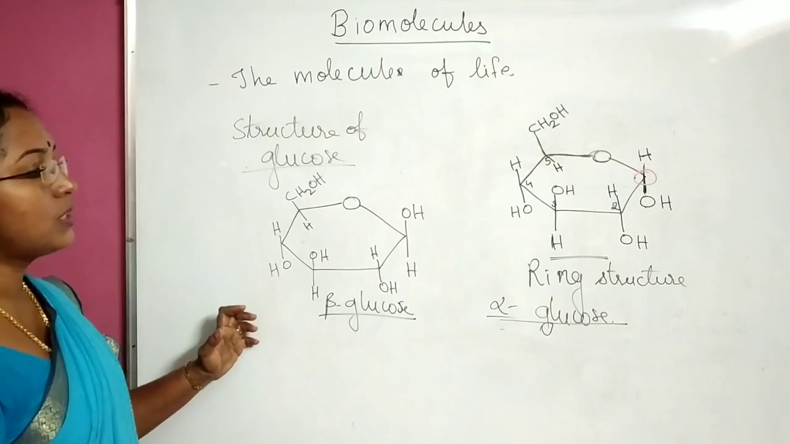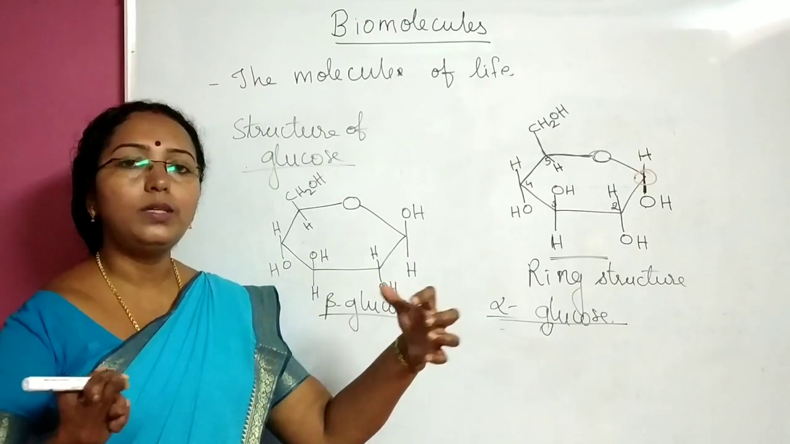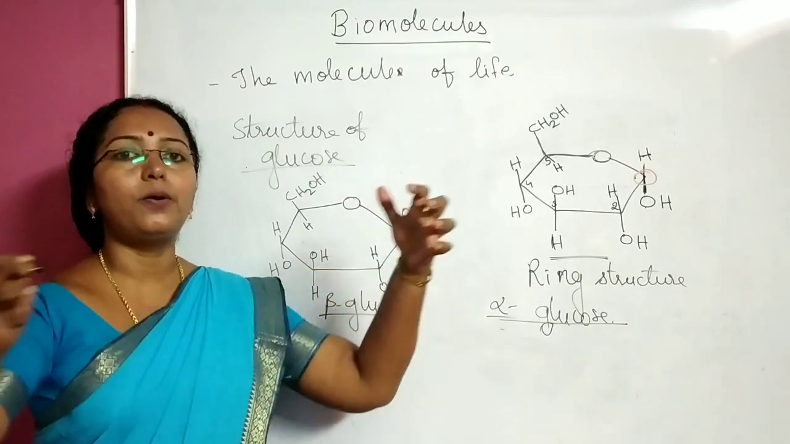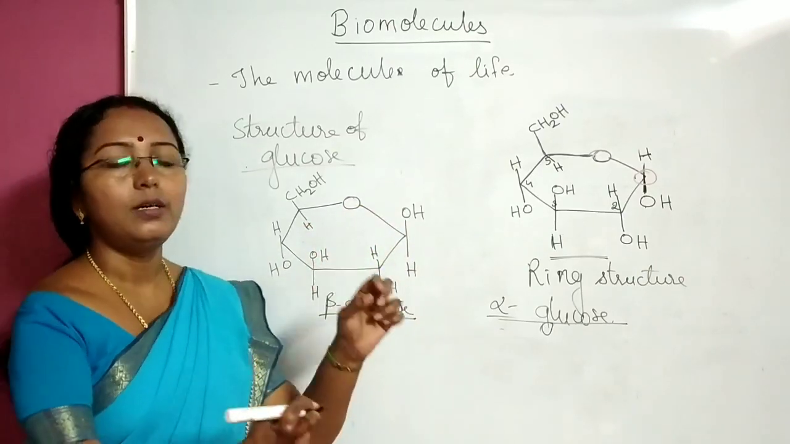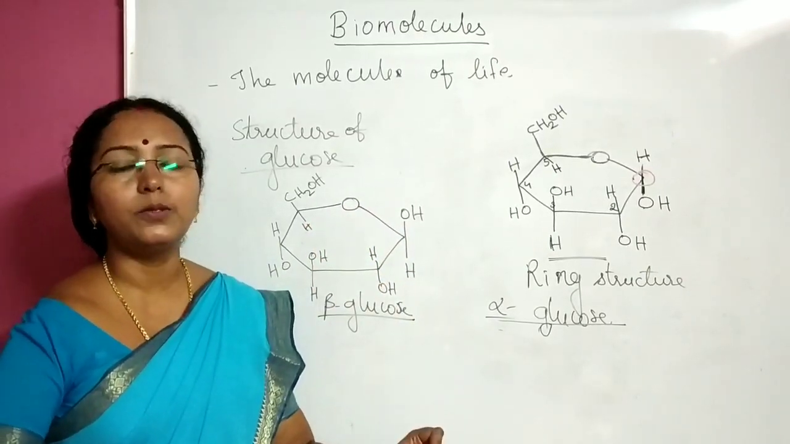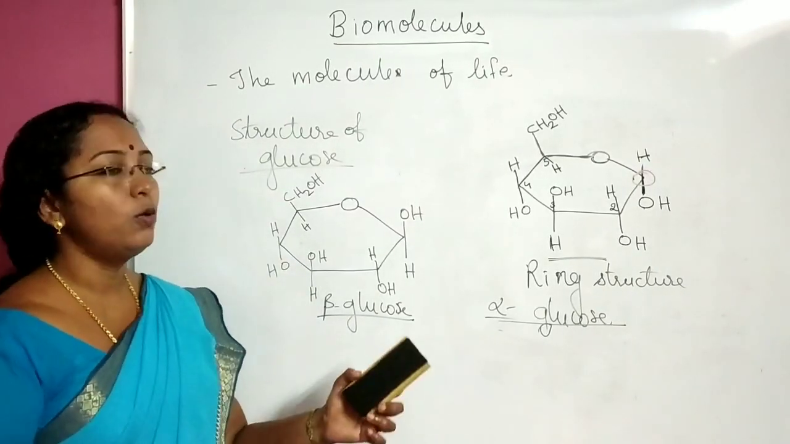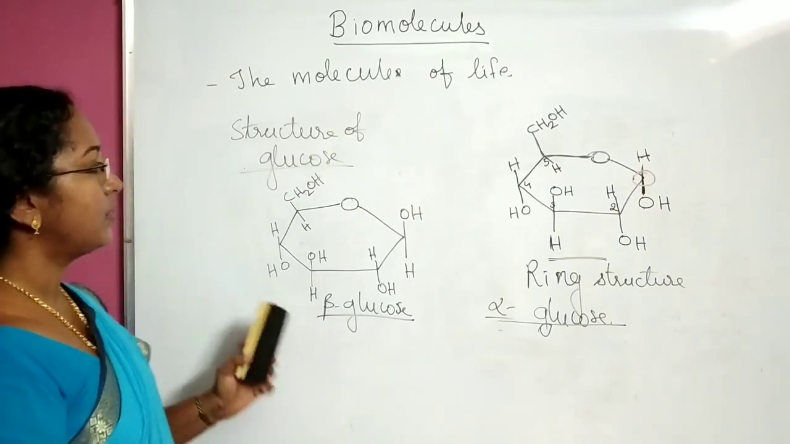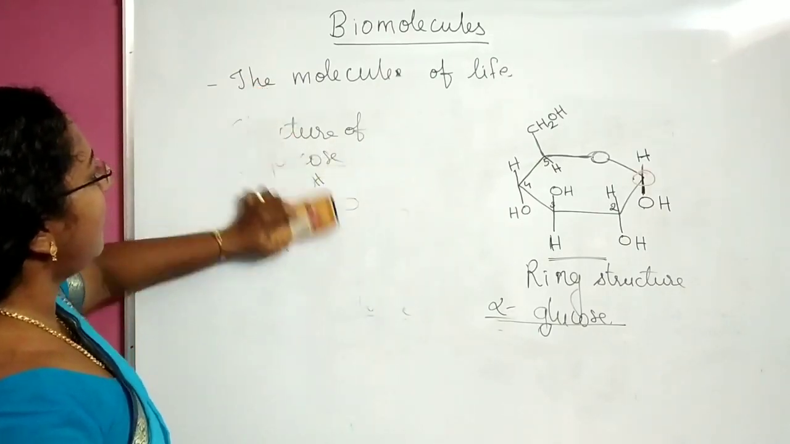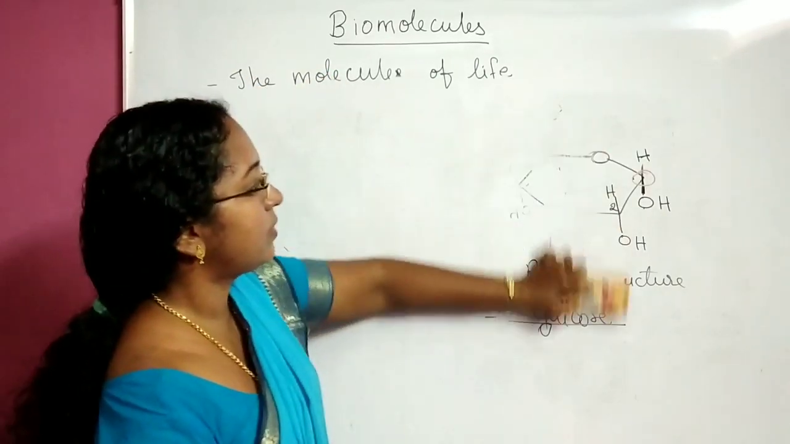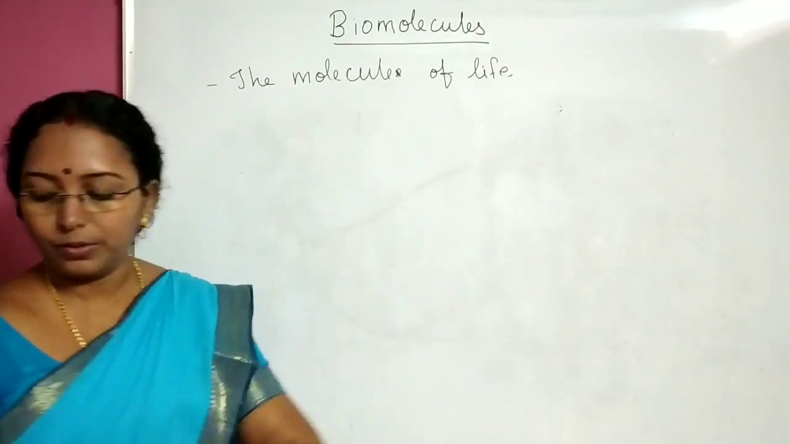Now why I told you the structure of alpha glucose and beta glucose is for you to understand how these sugar molecules are linked to form a polysaccharide. So far we have completed the structure of the simplest monosaccharide, that is glucose. Now let us see how two glucose units are linked. I think glucose structure is clear to you. Now let us see how these glucose units are linked.